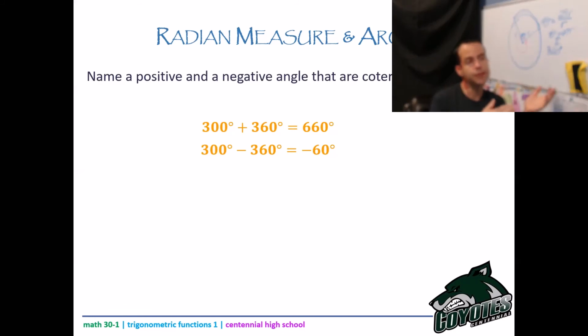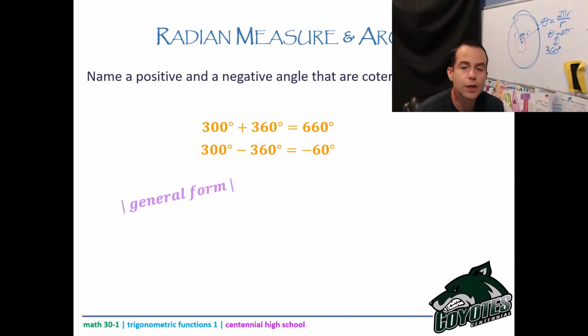So that moves us into another conversation called the general form. So general form essentially describes all of the angles. So what I do is I essentially say, okay, I start with my principal angle, my first positive, which in this case is 300. And then I can say I will add 360 degrees, any multiple of 360 degrees after that. Okay, so we say 360 degrees n.